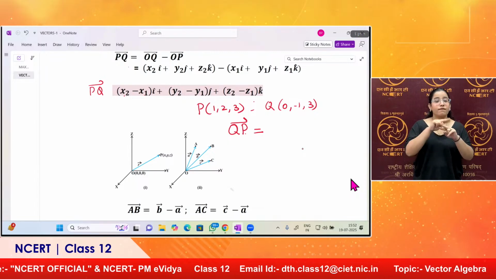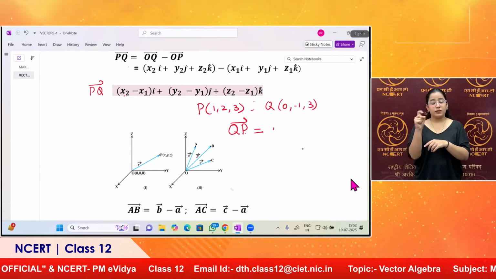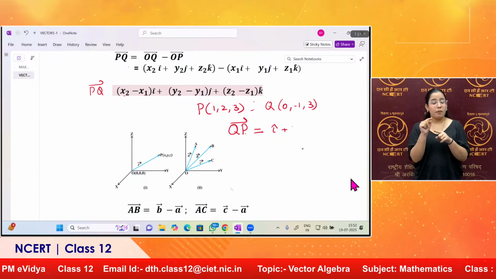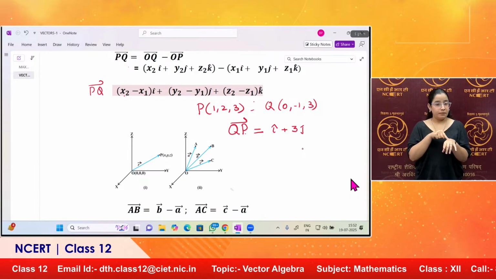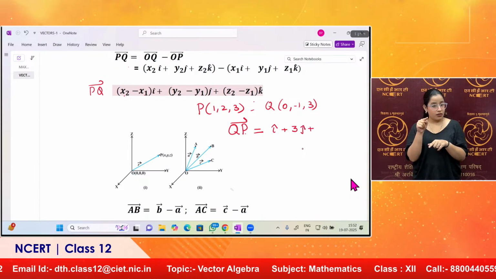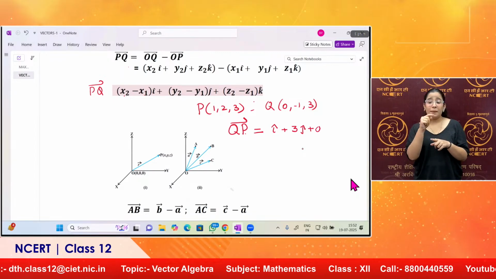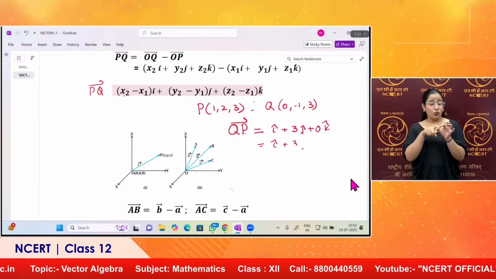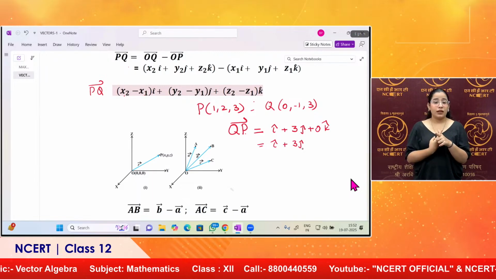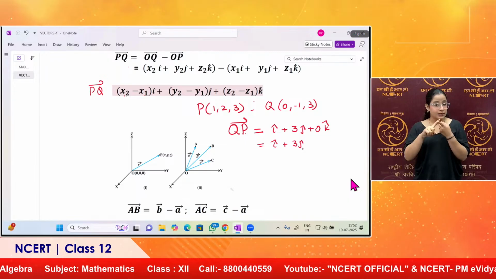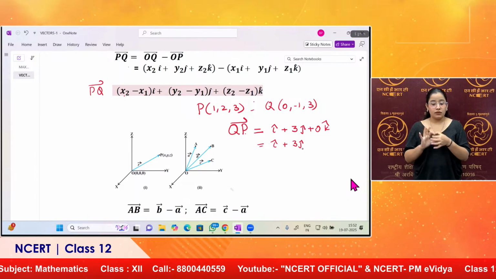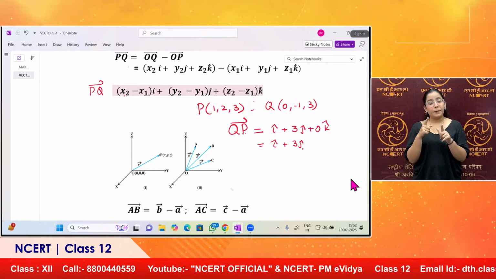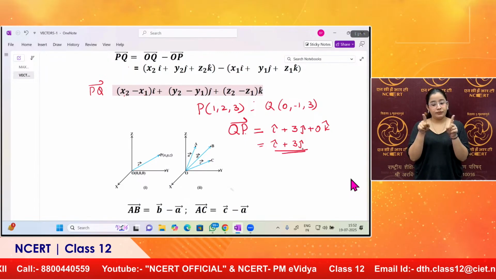P is final. So 1 minus 0 gives 1 i cap, plus 2 minus (-1), that is 3 times j cap, plus 3 minus 3 is 0 k cap. So what is the vector QP? It is nothing but i plus 3j and 0k. The z coordinate is 0, so it lies in the XY plane. The resultant QP will be in one particular plane, which is the XY plane.